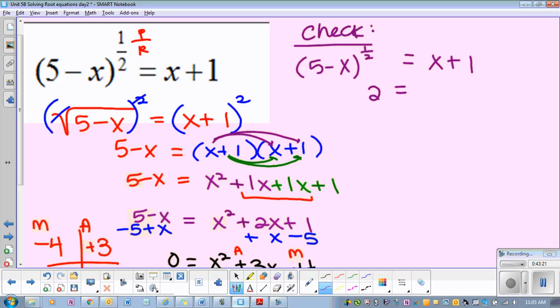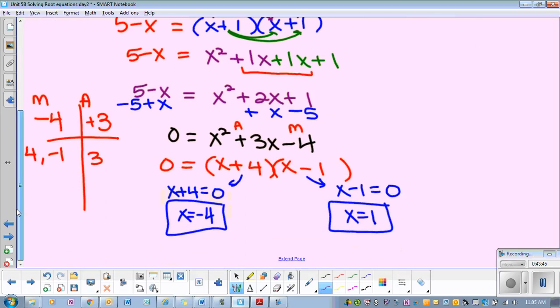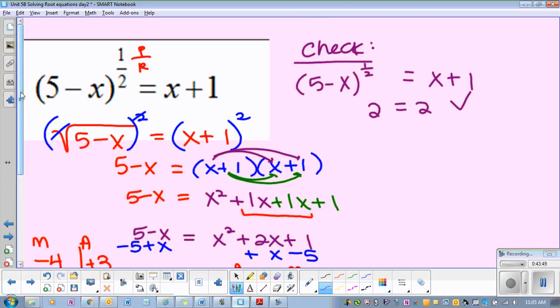Because this wasn't just a something equals 0. It was a something equals something else. You got to make sure those somethings equal each other. Does that make sense? So then this one, 2 equals 2. So 1 works. Make sense? You sure? So you put it in separately. Yes. So when you do x equals negative 4, let's see.